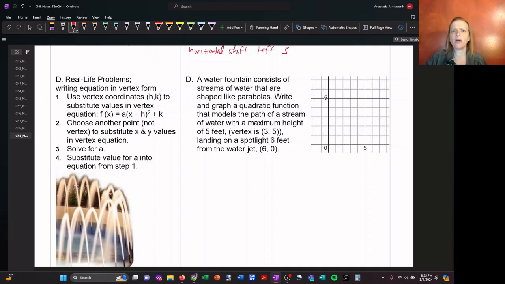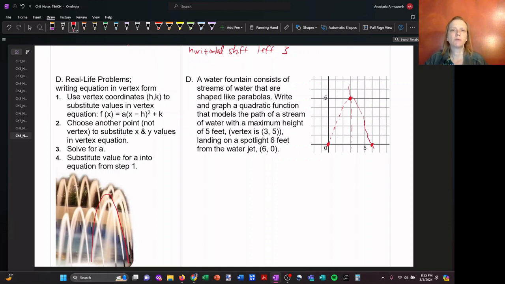So here we've got these water fountain jets that are parabolic in shape. The stream of water leaves the jet and lands 6 feet away. So kind of taking off at ground level, landing at ground level. And then the maximum of the parabola needs to happen halfway between those points. So our kind of axis of symmetry is here at x equals 3. And the jet of water goes 5 feet high. So I have some sort of parabola that looks like this.